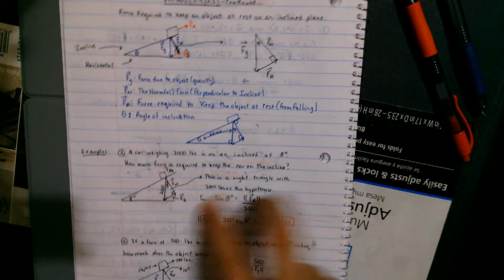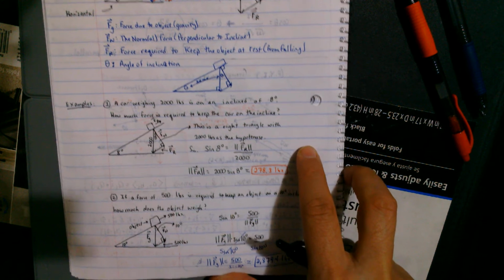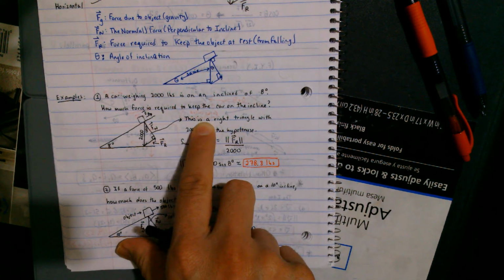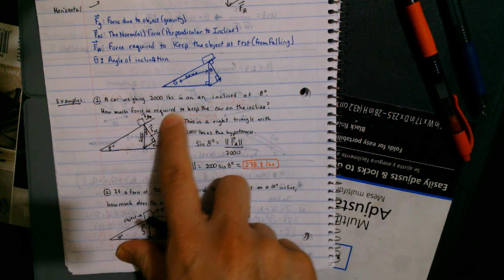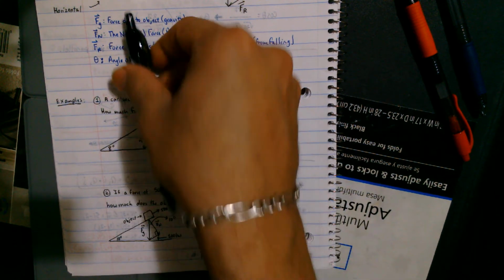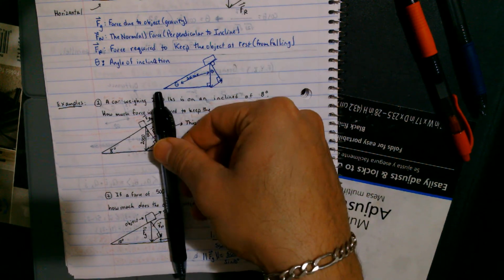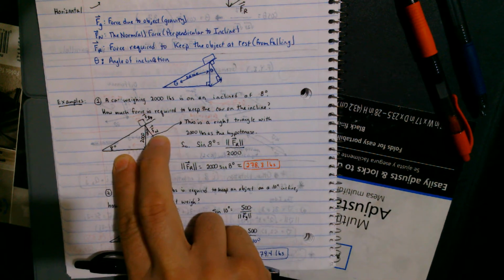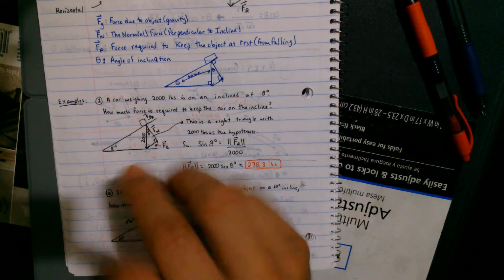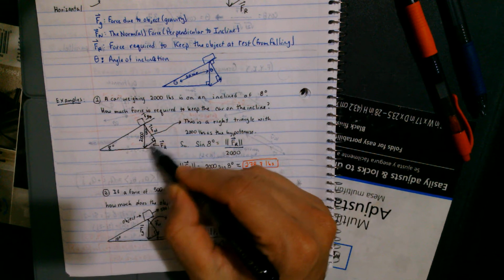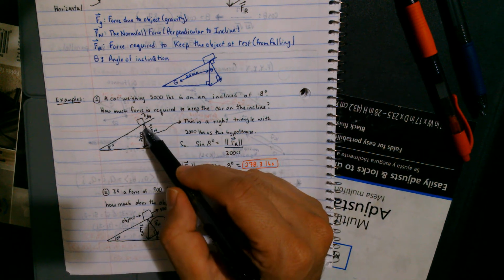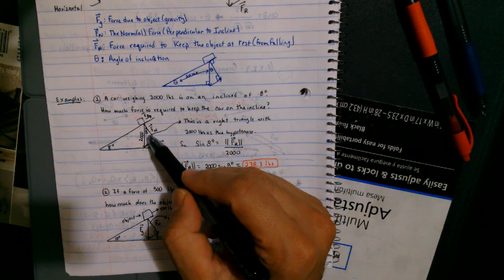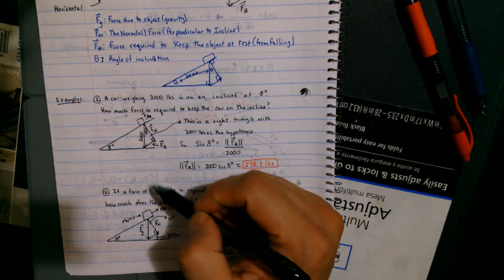So if a car weighing 2,000 pounds is on an incline of 8 degrees, how much force is required to keep the car on the incline? This is a right angle. The car weighs 2,000 pounds, so that's the force going down, the force due to gravity. It's an incline of 8 degrees, so this angle is 8 degrees too. What is the force required to keep it on the incline? We're in a right triangle. We have this angle and this hypotenuse, and we're trying to figure out this side, so we have opposite and hypotenuse involved.